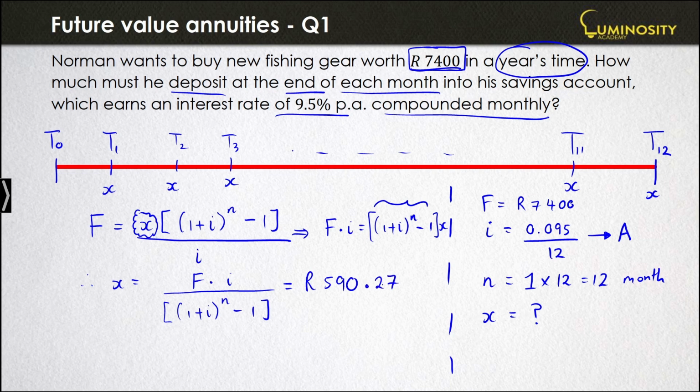Notice that when we do financial mathematics, try not to round off at each step. Try to do the calculation in one go, and then once you have your final solution, round off at the end, for more accuracy. So Norman will need to deposit 590 Rand and 27 cents each month with this interest rate if he wants to have 7,400 Rand in a year's time. All right, so that's how we would do this type of problem. I'll see you in the next one.